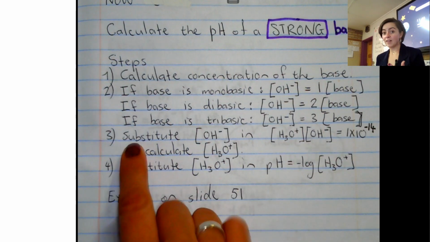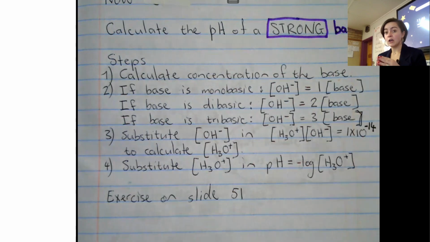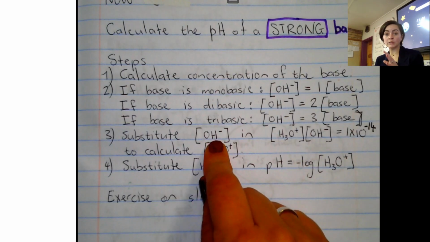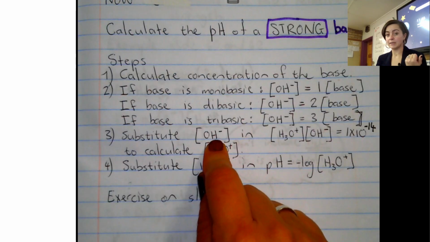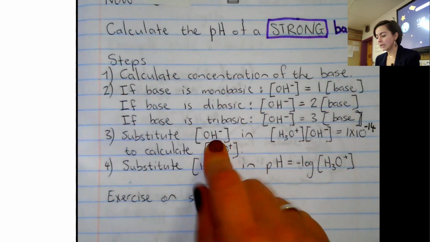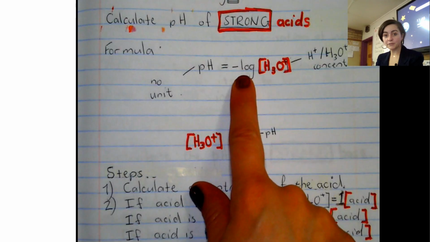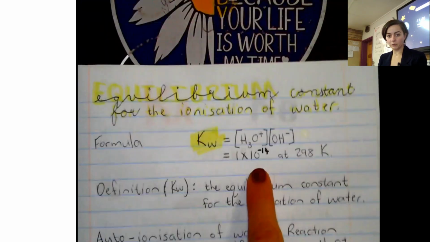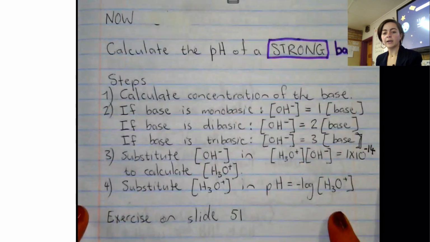Now, once we have that, and this is where the extra step comes in, once we have the concentration of the hydroxide ions, we cannot substitute it directly into the formula that I showed you previously. By the way, this formula is found on the formula sheet, and this formula is also found on the formula sheet. Now let's get back to it.